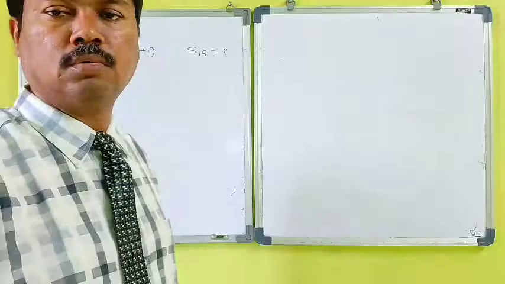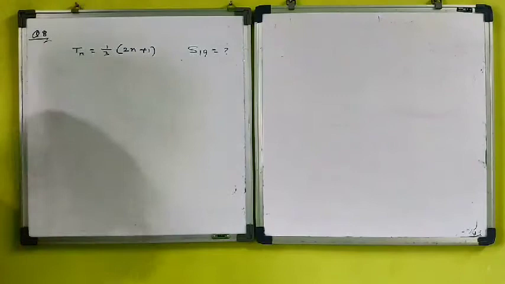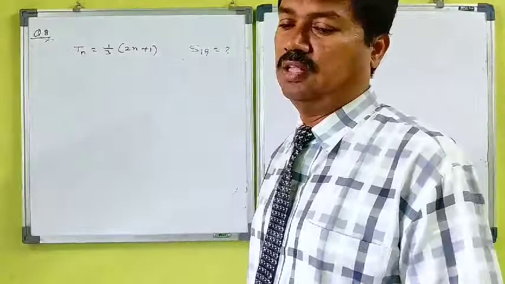Yes, so the next question, question number 8. Tn is already given to you: Tn is 1 upon 3 into (2n plus 1). What is the sum of 19 terms? That is the question.